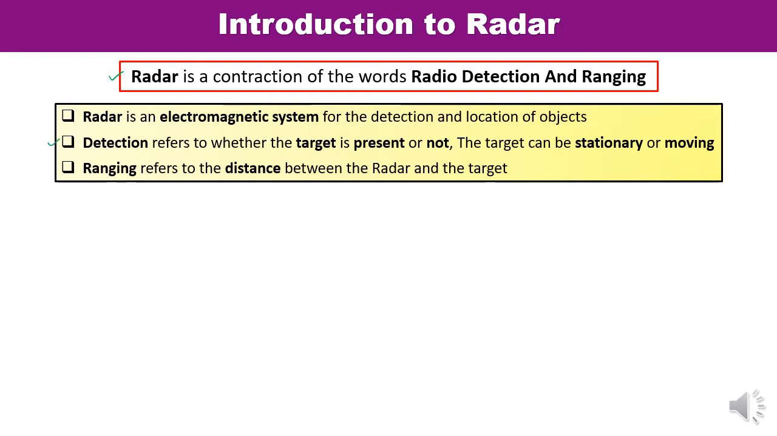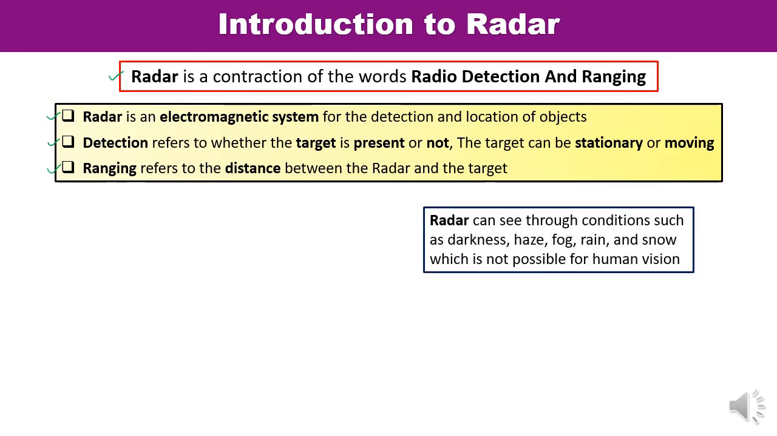The nature of target may be stationary or moving. It is also used to determine the range, and here ranging means the distance between the radar and the target. The principle of radar is based on the radiation of electromagnetic wave. So radar is an electromagnetic system which is used for detection and location of object. Radar is extensively used for gathering information about distinct objects by transmitting electromagnetic signal towards the object or target and analyzing the received echo.